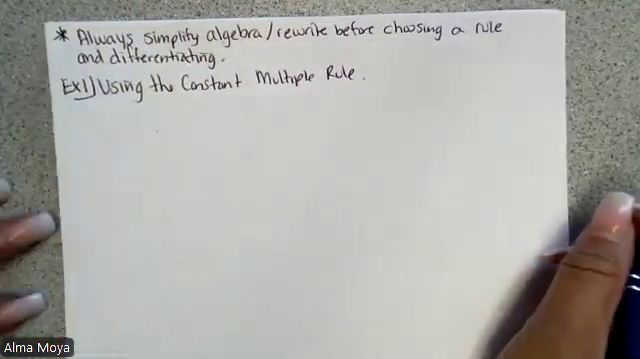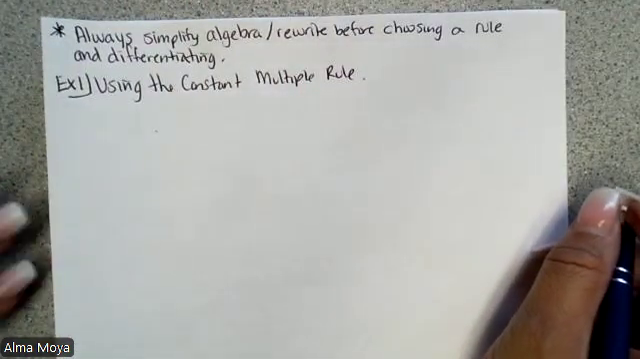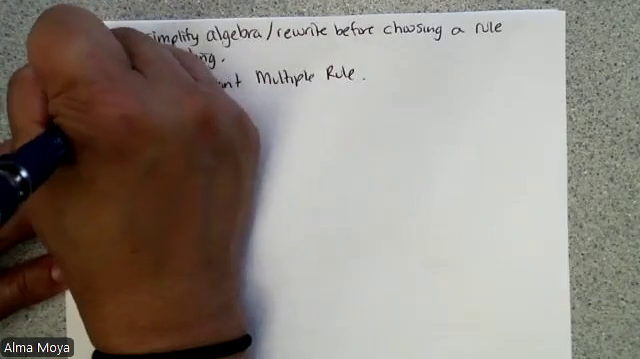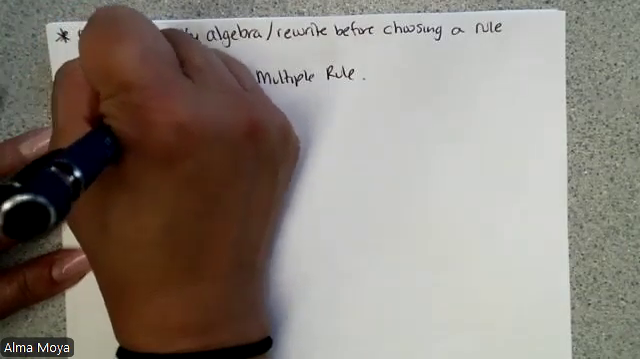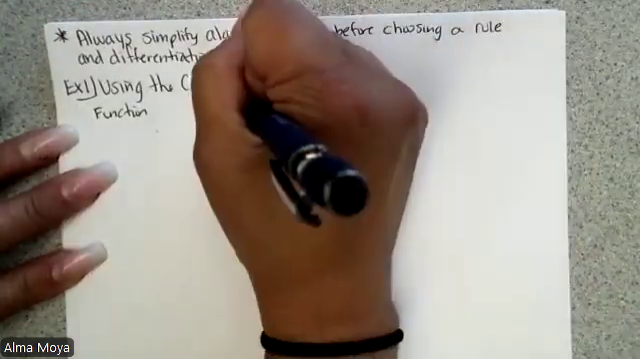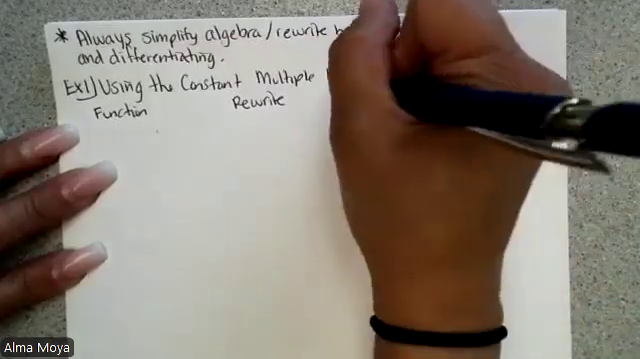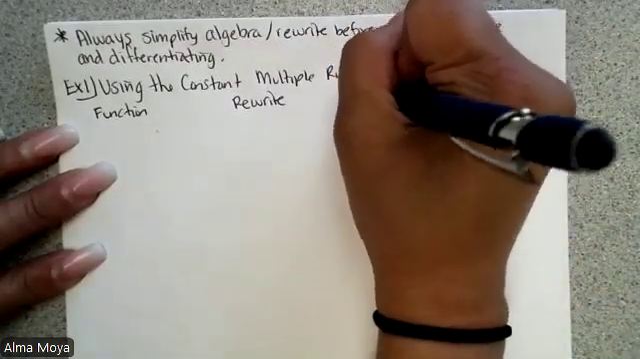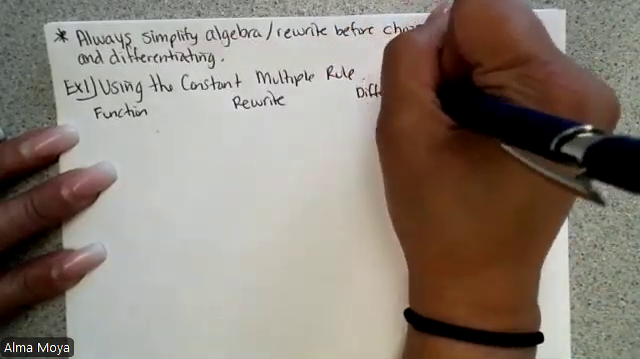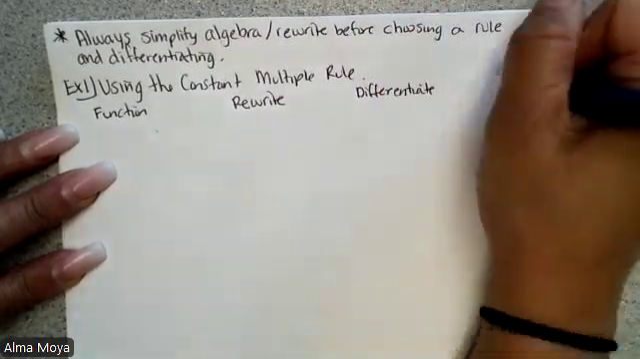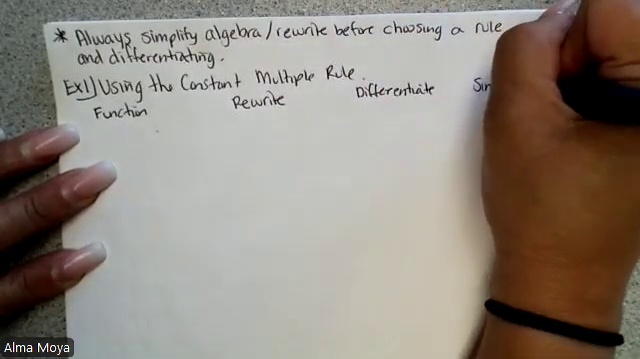For example one, we're going to use the constant multiple rule. So here I'm going to put whatever my function is. I'm going to rewrite it. Then I'm going to differentiate, so take the derivative. And lastly, I'm going to simplify.